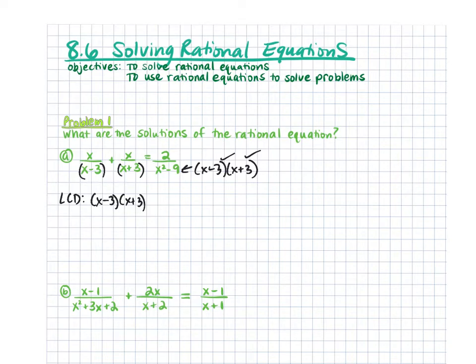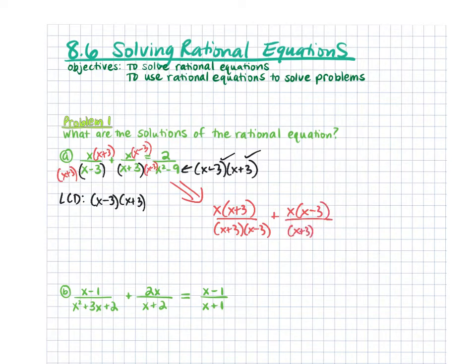So that means that this fraction needs an x plus 3, so we'll multiply that on the top and the bottom. This one needs an x minus 3, so we'll multiply that on the top and the bottom. And then this doesn't need anything. So we're going to rewrite this as x times x plus 3 on the top, x plus 3, x minus 3, right? Plus x times x minus 3. And then equals 2 on top.